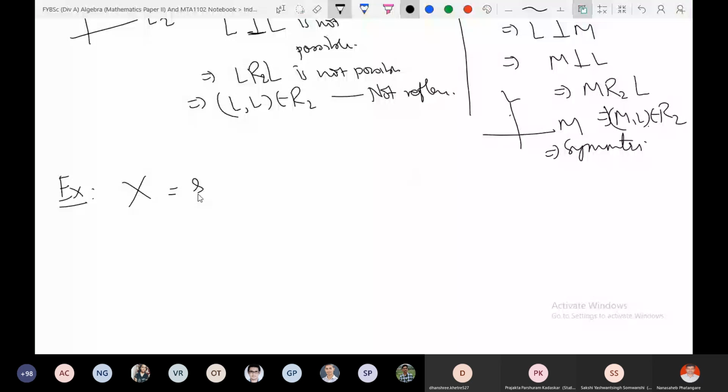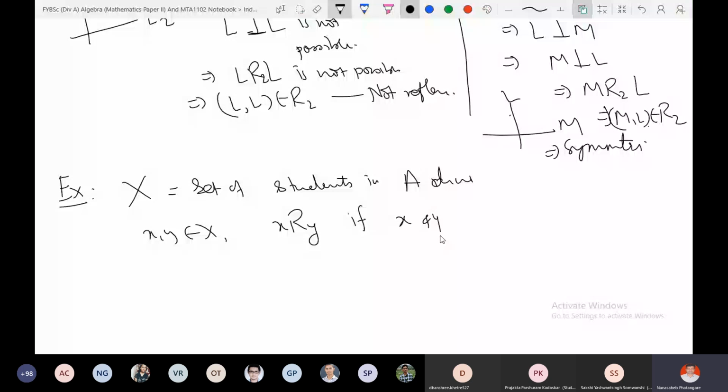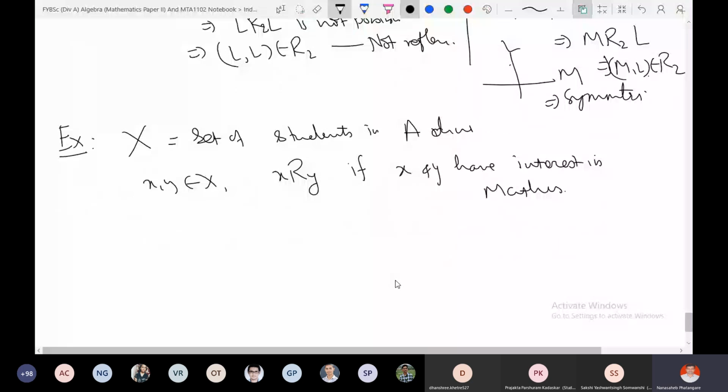Suppose X is the set of students in A division. Two students, X is related to Y if X and Y have interest in mathematics. So two students are related if they have interest in mathematics. If X is interested in mathematics and Y is not interested in mathematics, then X is not related to Y. Correct?